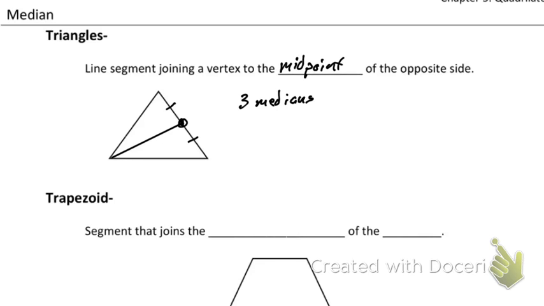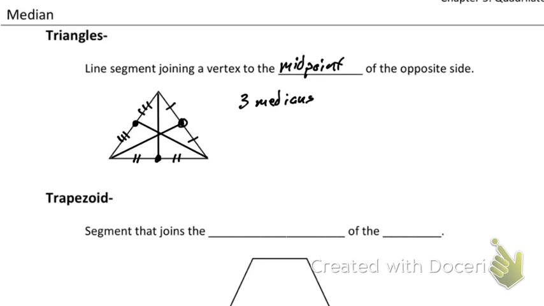And then you just repeat the same thing for all your vertices. Go to that midpoint, put 2 tick marks. And finally, my last vertex. I'm going to make sure to put 3 tick marks so I know that each one of those is, in fact, a midpoint. So median to me always means midpoint. Median, midpoint. Median, midpoint. Same thing goes for a trapezoid.